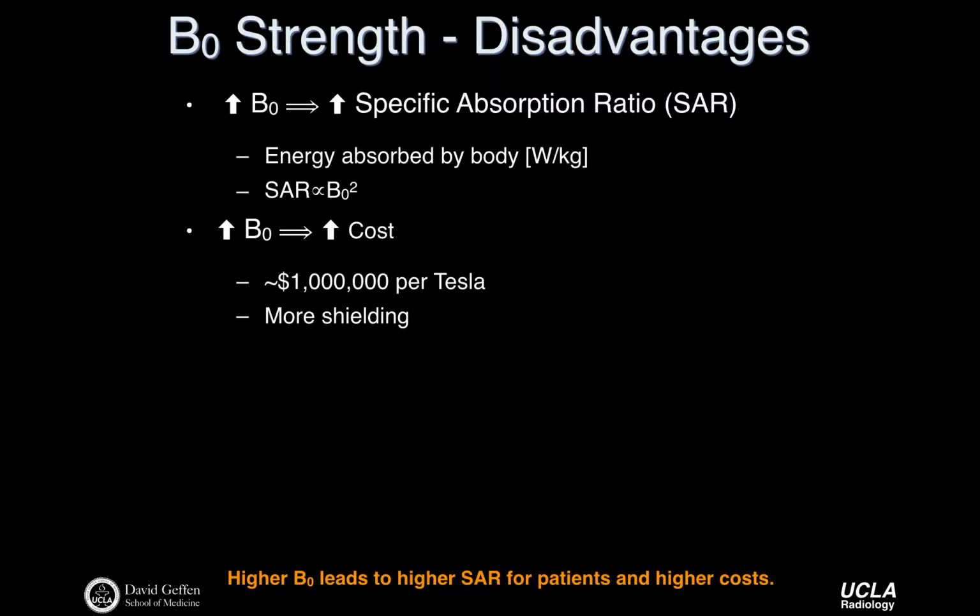Increasing the B0 field strength also increases the cost. We said about $1 million per Tesla. We'll talk about shielding as well. When you have a really, really strong magnet, you typically don't want that magnet interfering with other things in your environment, right? If you have an OR above your MR suite, you have to shield the OR from the effects of that strong B0 field. And shielding, which is basically just ferromagnetic cladding for the room, is actually quite expensive for the volume and magnitude of material that's needed.